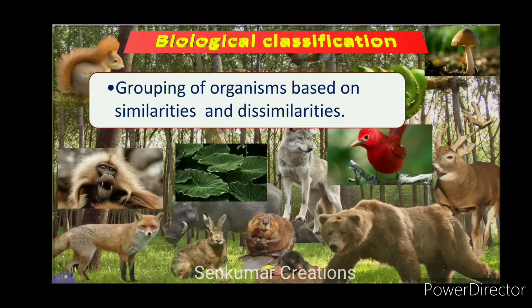The general definition of classification is a grouping of organisms based on their similarities and dissimilarities. Organisms are classified using different features such as their similarities and differences. Organisms with the same characters and different features can be classified into different groups. So grouping of organisms based on their similarities and differences is called classification. We can call it biological classification.